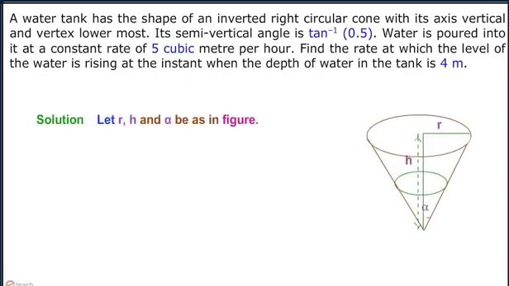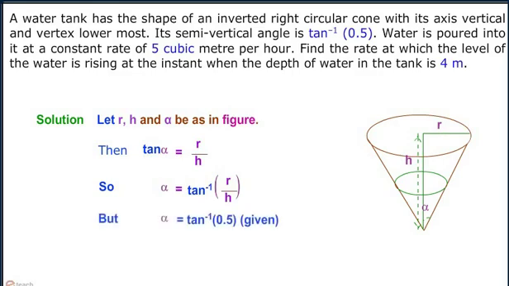Solution. Let R, H and alpha be as shown in the figure. Then tan alpha equals R by H. So alpha is equal to tan inverse of R by H. But alpha is tan inverse of 0.5, which is given. So R by H equals 0.5.